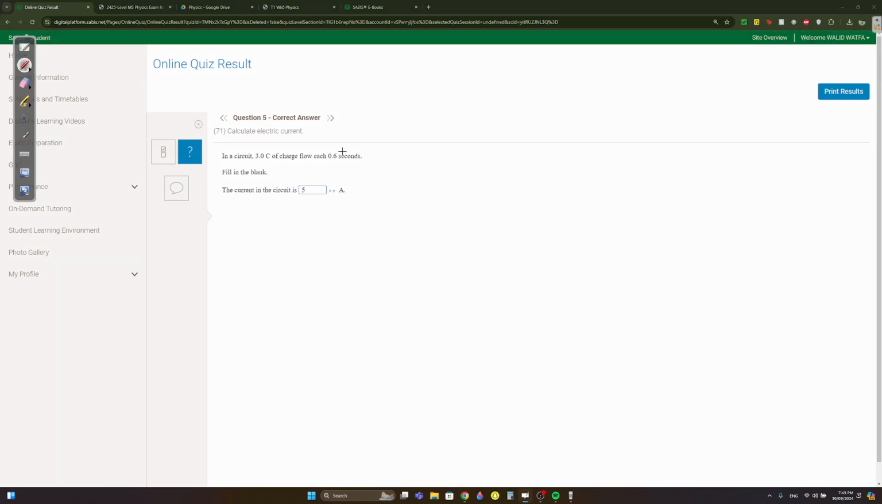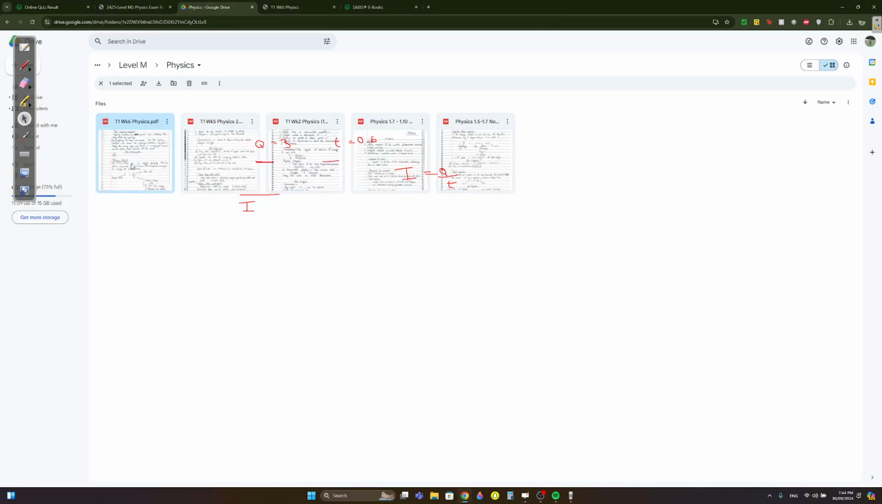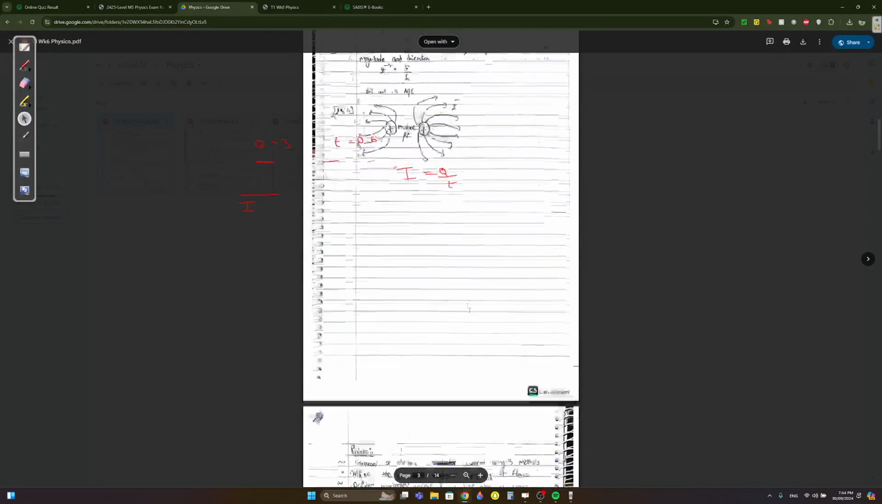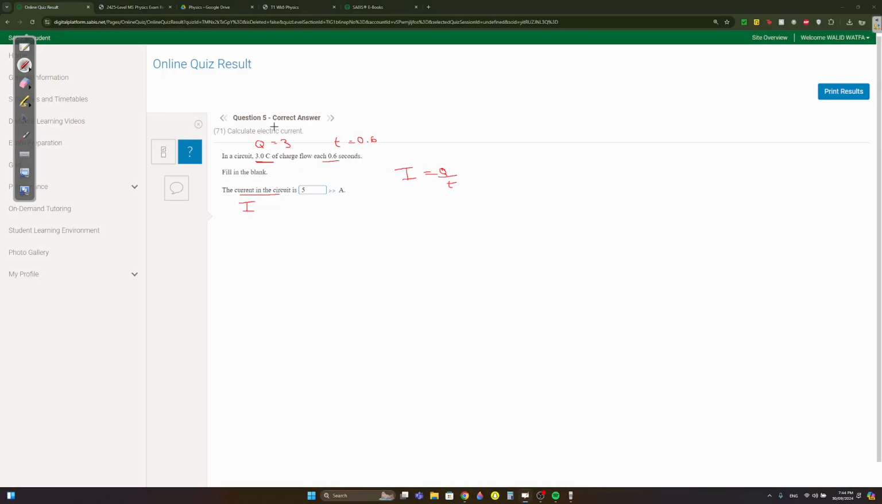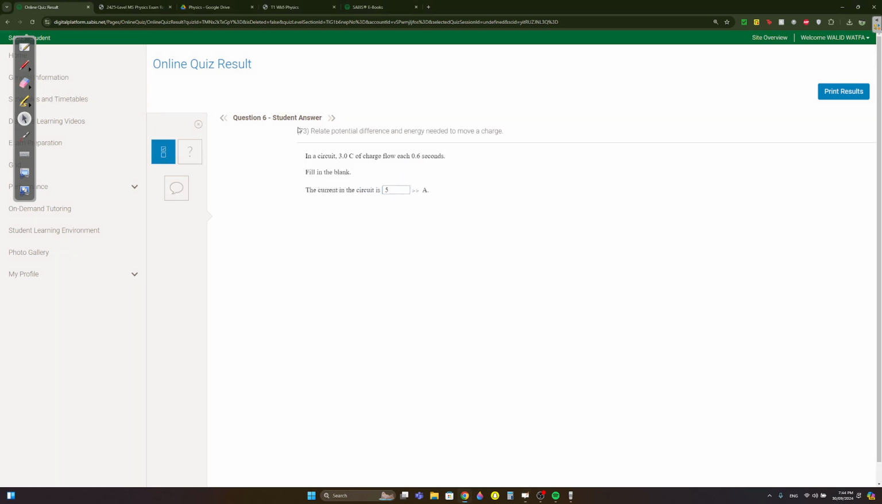Question 5. In a circuit, this is a direct application of the formula. 3 coulombs, so Q is 3. 0.6 seconds, so T equals 0.6. What do they want? The current, I. What is I equal to? I equals Q divided by T. I think in my notes I wrote Q equals IT, that's fine. Q is 3 over 0.6, which is 5 amperes. Nothing harder.